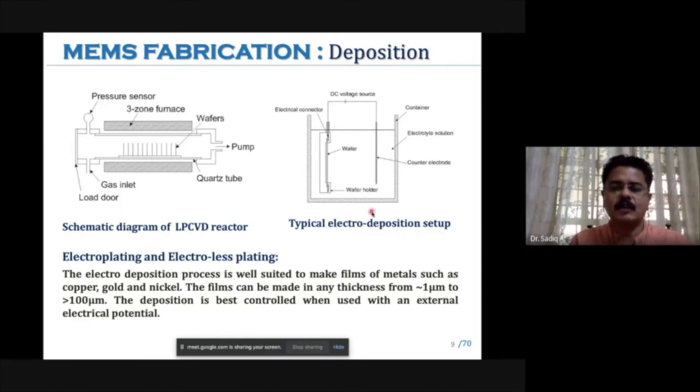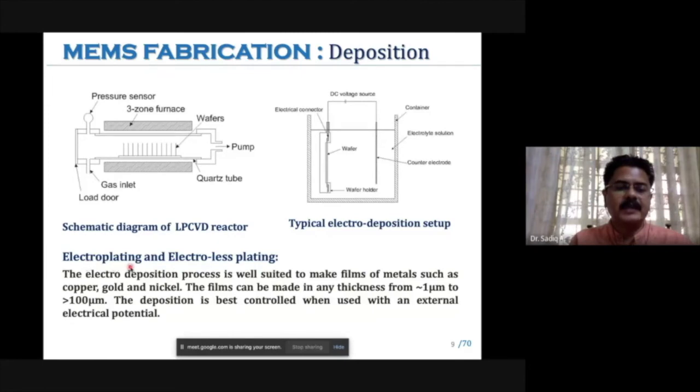So the arrangement is similar to electroplating here. There will be a container, there will be electrolyte solution, there will be anode and there will be cathode. Here, this is the anode, this is the material that will be deposited, and the wafer, this is the substrate on which the material is to be deposited. Now, when it is subjected to an electrical supply, the material from this electrode will be deposited on the cathode, this wafer surface. So this is the method by which that substrate will be coated with the material to be deposited. Obviously, whatever the material to be deposited, it will be kept as the counter electrode in this case. We can coat even copper, gold, nickel, etc. on the wafer surface by means of this method.